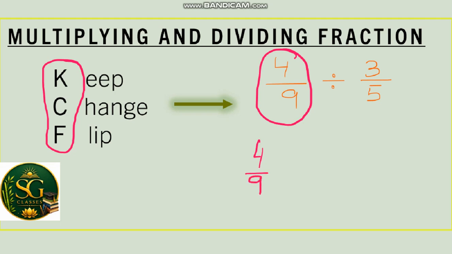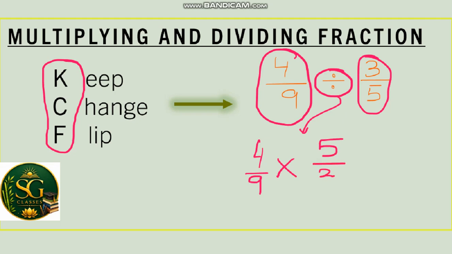C stands for change. You change, but what do you change? You change the division sign into a multiplication sign. So it's a big change from division to multiplication. And finally, a flip. How do we flip a burger? The top goes at the bottom and the bottom goes on the top. So 5 comes on the top and 3 at the bottom.